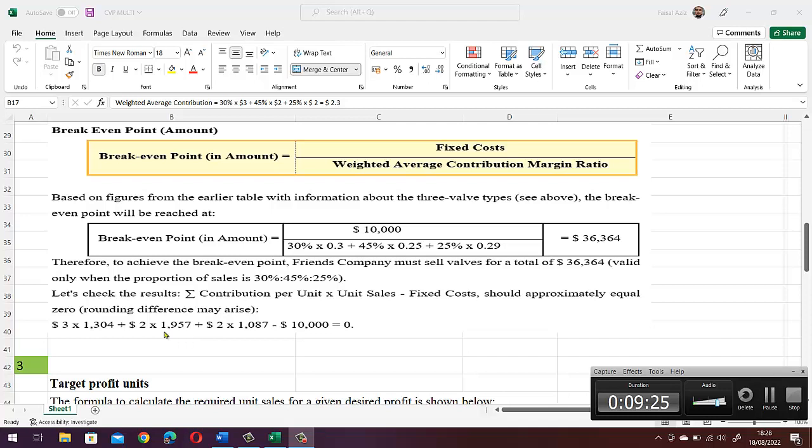Or units, and then we need to subtract from it the fixed cost, which is 10,000. Once you perform the calculation on this, the net result will become 0, which means that at that level of sales of $36,364 there will be no profit and no loss.